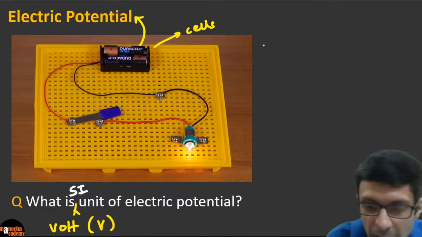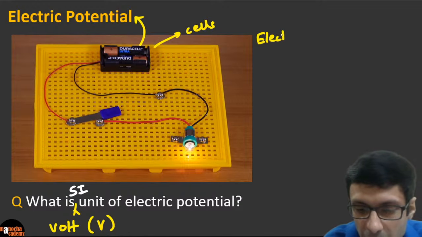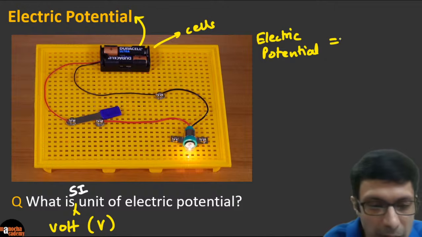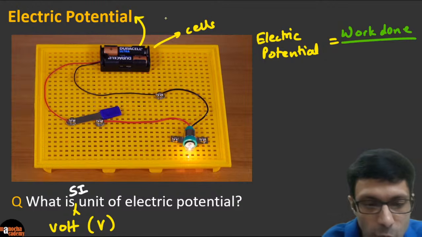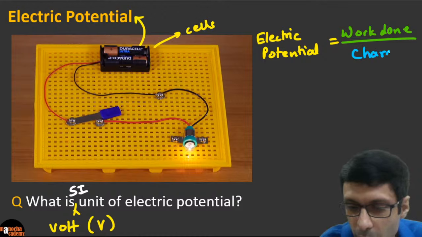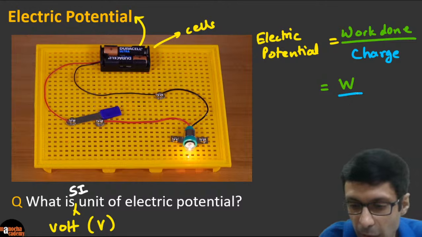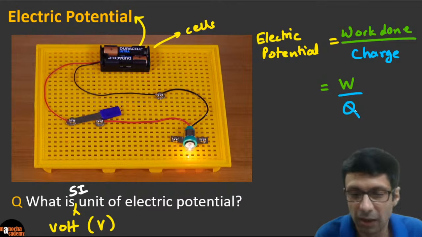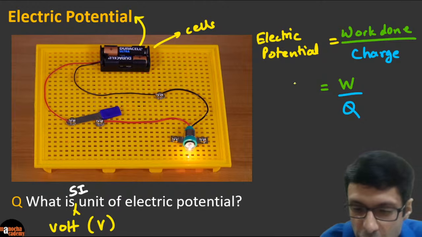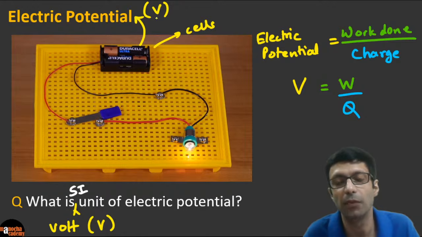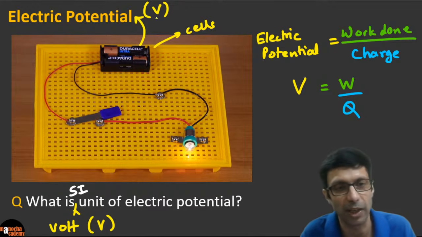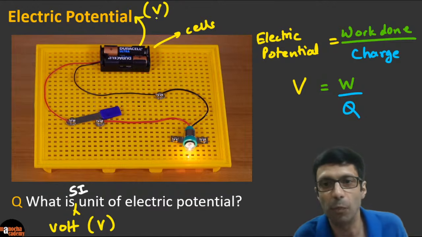And potential difference, let's again write the formula clearly. Electric potential is basically work done by charge, per unit charge. Very important formula. And you can also write that down as W by Q. So electric potential is W by Q, and the symbol for potential also is V. So the symbol for electric potential is also V, just like the symbol of the SI unit volts is V. So V is equal to W by Q.